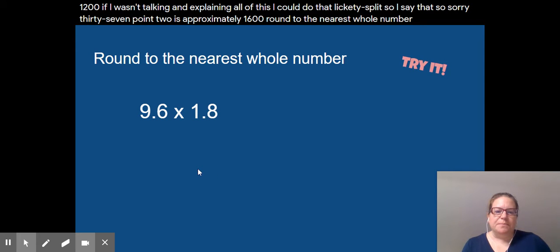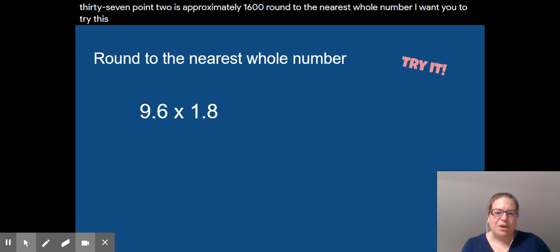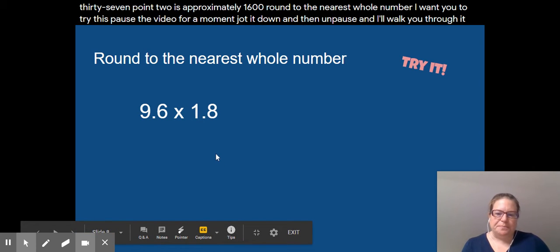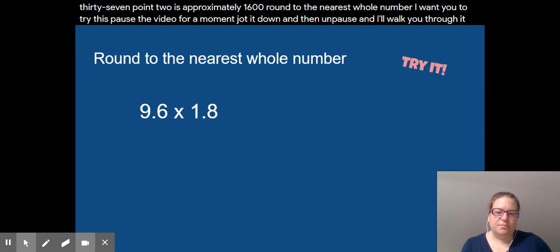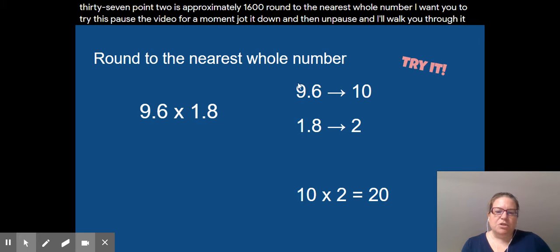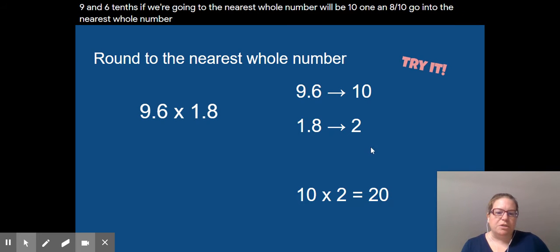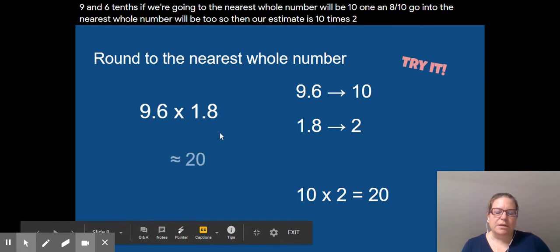Round to the nearest whole number. I want you to try this. Pause the video for a moment, jot it down, and then unpause and I'll walk you through it. So 9 and 6 tenths, if we're going to the nearest whole number, will be 10. 1 and 8 tenths going to the nearest whole number will be 2. So then our estimate is 10 times 2, or approximately 20.